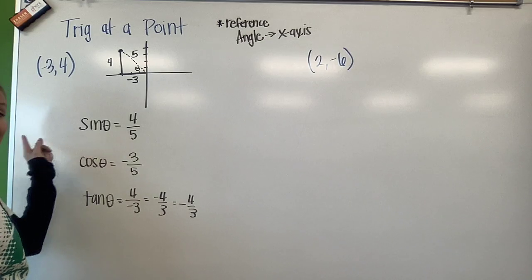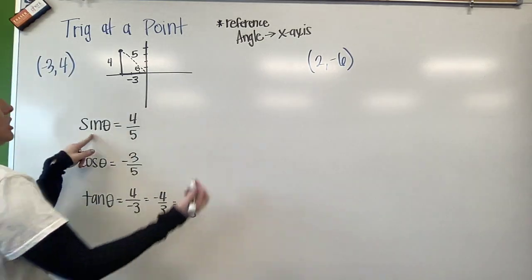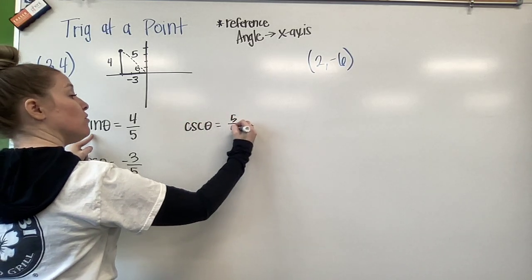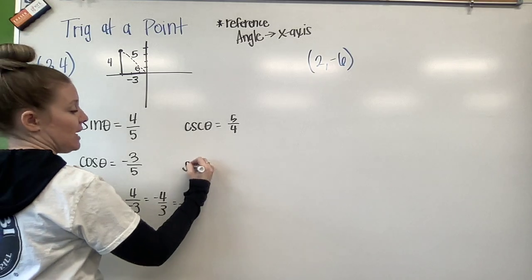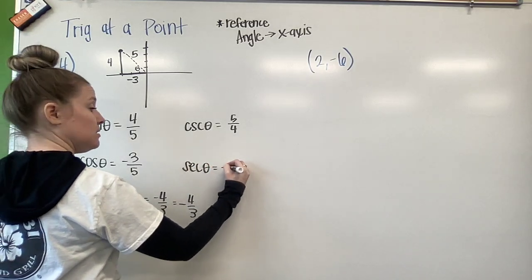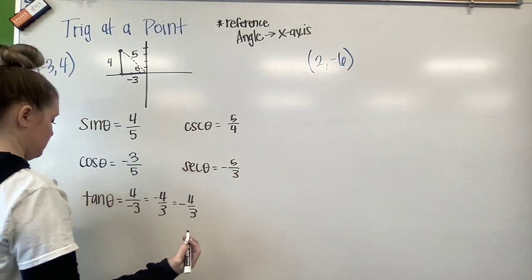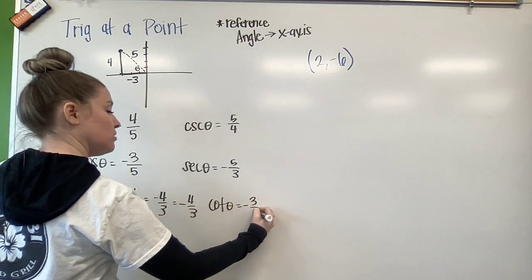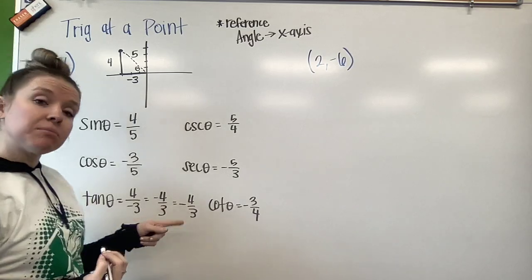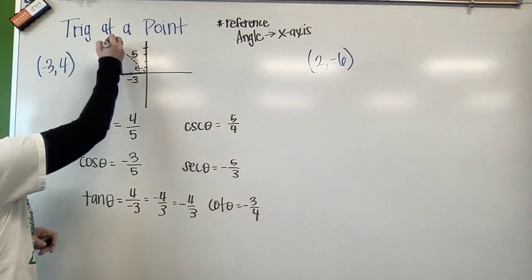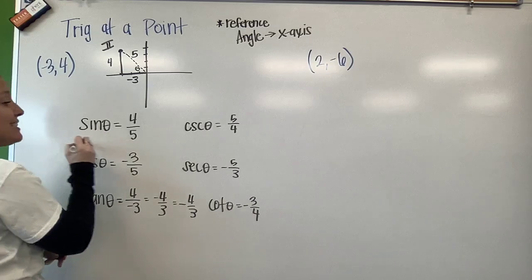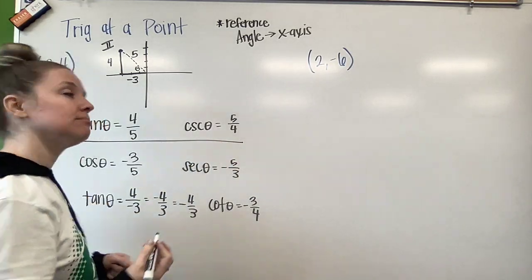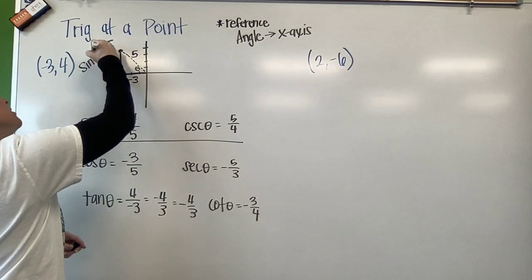We also have our 3 reciprocal trig functions. The reciprocal of sine is cosecant, so that's 5/4. Secant is -5/3, and cotangent is -3/4. Something cool to note: we are in the second quadrant, and sine and its reciprocal are the only positive trig functions. So something to think about.